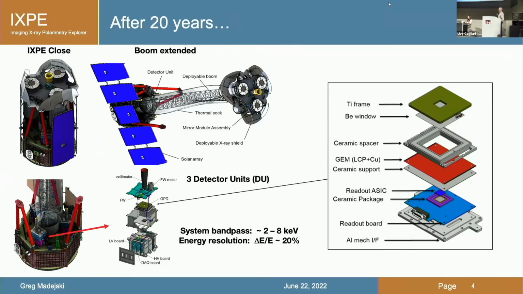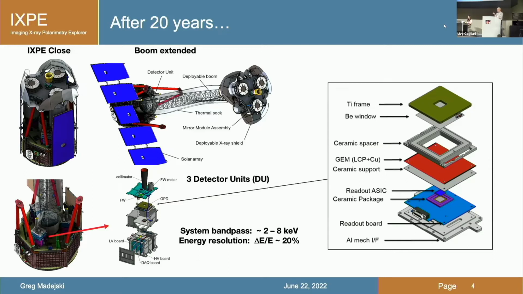That other mission was descoped or deselected, and XP became a reality. The instrument, as I mentioned, has 3 separate detector units, and this is a picture of the detector. The energy resolution of this instrument is relatively modest. It's only about 20% or so, definitely way worse than NuSTAR. And the bandpass, of course, is rather narrow.